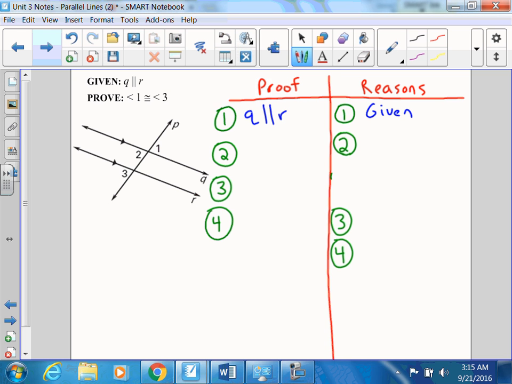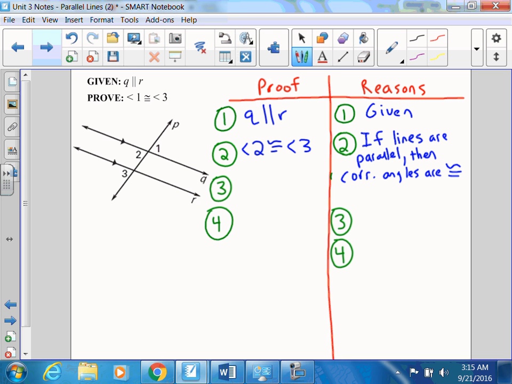We know the two lines are parallel, so we can actually say angle 2 and angle 3 are congruent. So let's go ahead and do that right now. Angle 2 is congruent to angle 3. And the reason we know that is that angle 2 and angle 3, they are in corresponding positions with those parallel lines. So I'm going to say if the lines are parallel, then corresponding angles are congruent. So if you have parallel lines, we know corresponding angles are congruent.